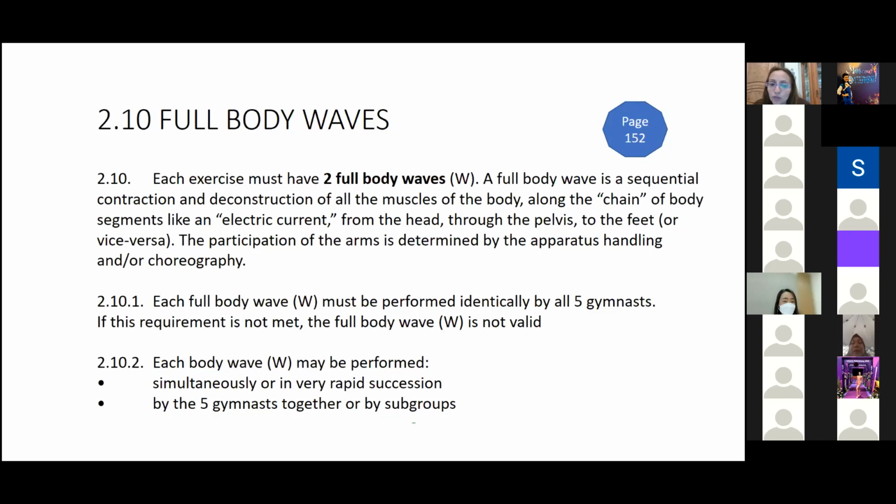It should be a sequential movement, the same principle, only all 5 gymnasts must be performed identically. This is very important, not different. To credit it as a judge, to recognize it, they all have to have it identical. Full body wave is not valid if this requirement is not met. Every body wave can be performed either simultaneously or in very rapid succession by the gymnasts together or in subgroups.